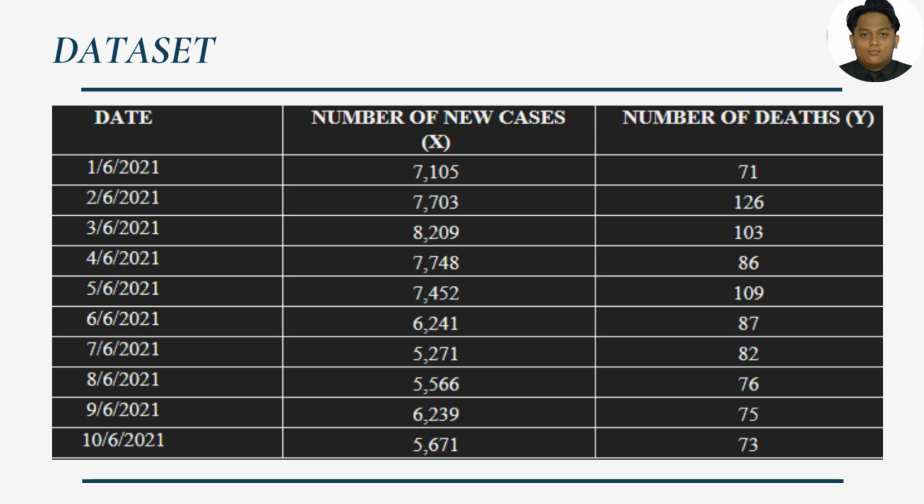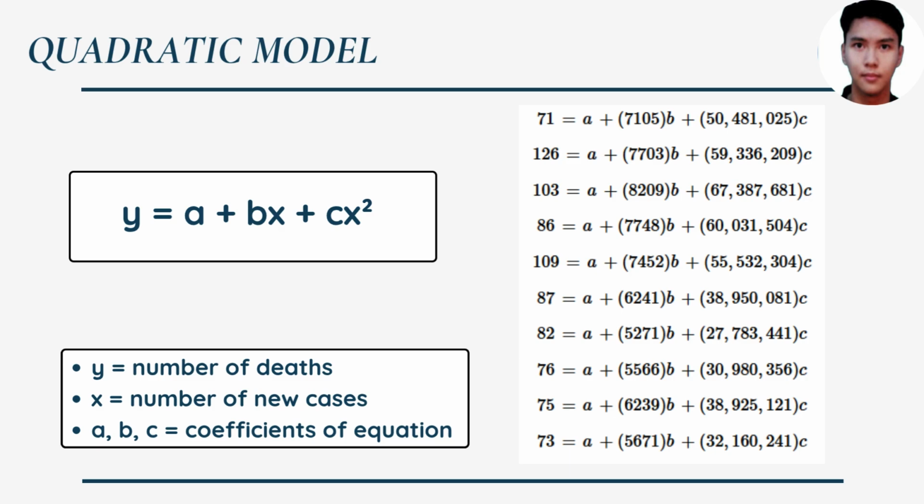The lowest number of new cases is 5,271 and the highest is 8,209. For the number of deaths, the minimum is 71 and the highest is 126. And for the next part, we will be doing the quadratic model.